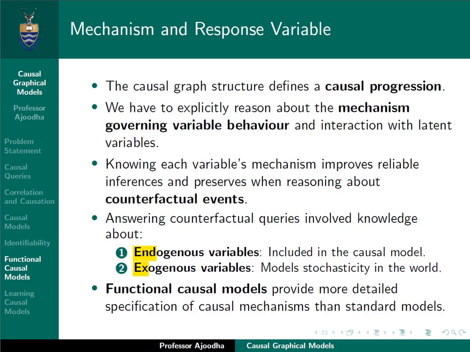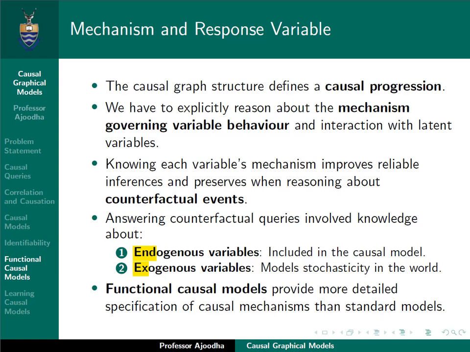A functional causal model is more detailed than the standard causal graphical models we were looking at. Instead of saying that a variable depends probabilistically on its parents, we explicitly model the mechanism that determines the variable. This is important in counterfactual reasoning. Remember, we said there are two queries that a causal model can answer: interventions and counterfactuals. This is where the counterfactuals come in, and we'll see examples of that later on.